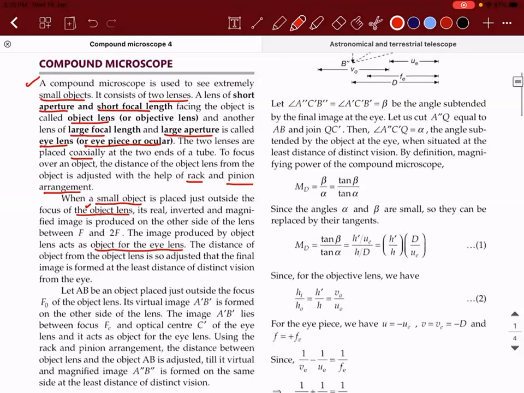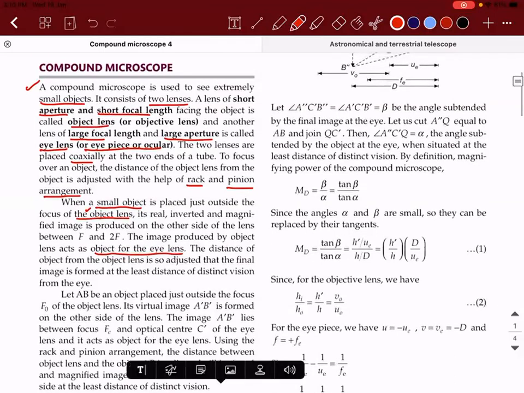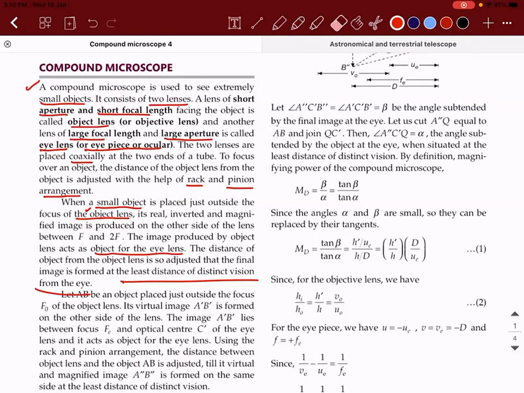The distance from the object lens is so adjusted that the final image is formed at the least distance of distinct vision. So there are two things again. Whenever you're using any optical instrument, you will produce the image in one of two views: strain view, when the image is formed at the least distance of distinct vision, and comfortable view, when the image is formed at infinity.